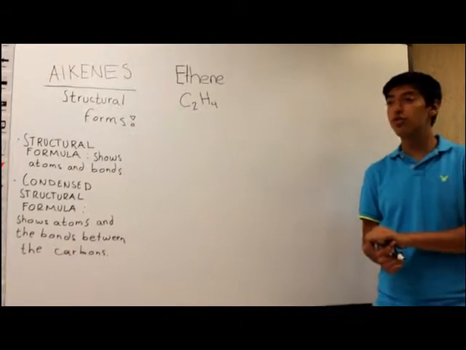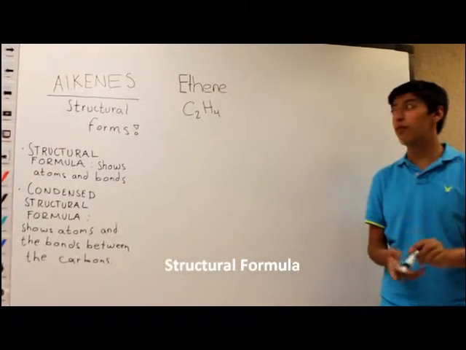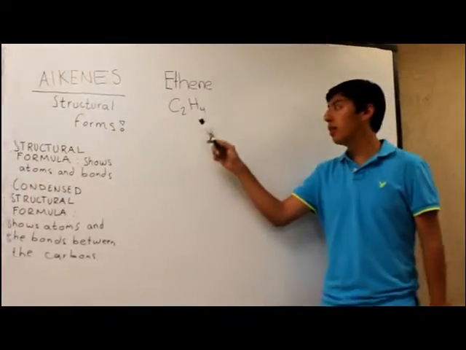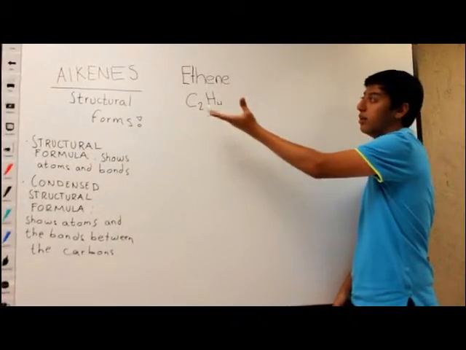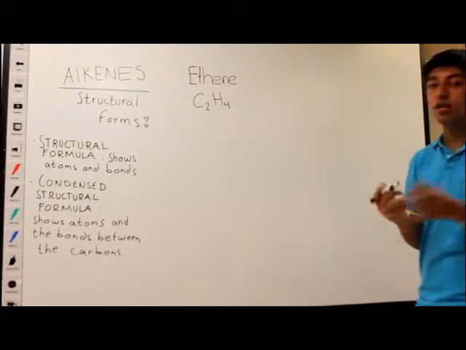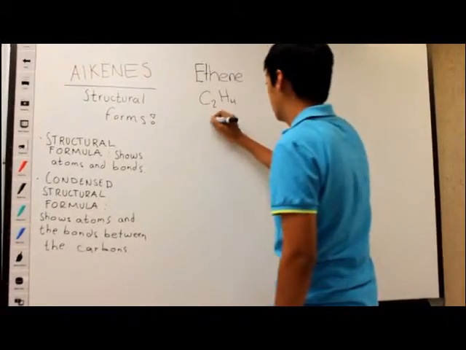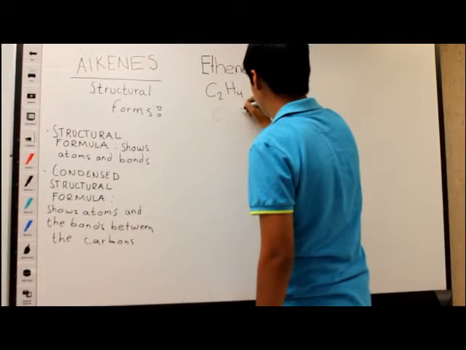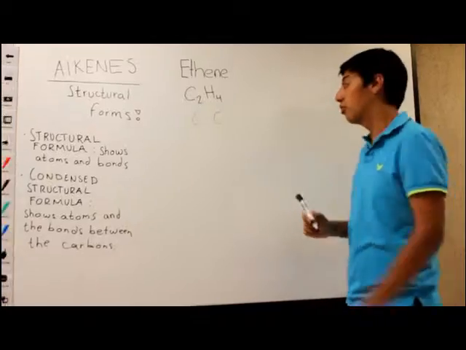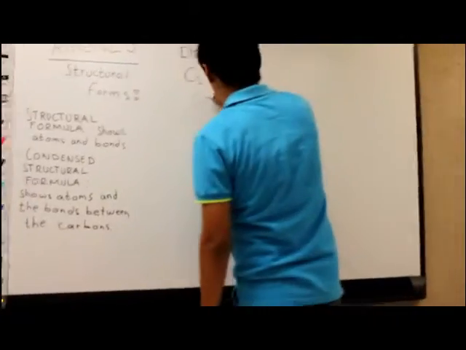Hi, today I'm going to teach you how to write the structural formula for alkenes. Well, the first step is to identify the alkene. Like this one, this is ethene. It has 2 carbons and 4 hydrogens. Then you need to write the carbons. As you know, alkenes have a double bond, so you can write a double bond here.